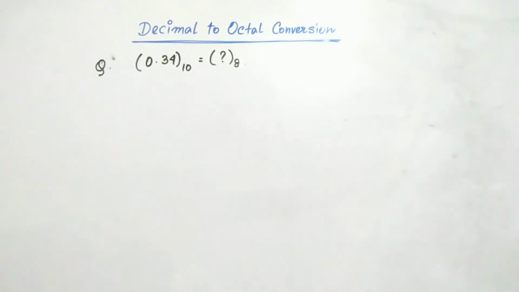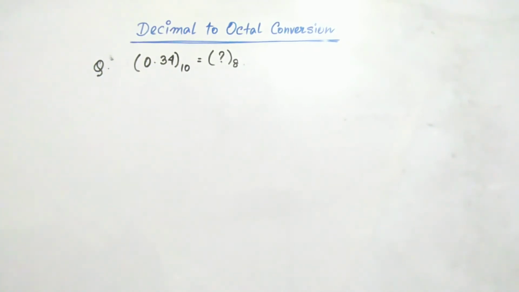Here we are given a decimal fraction number. This can also be converted into its equivalent octal format. The procedure is to successively multiply the decimal fraction by the base of the octal, which is 8, and to collect all the numbers to the left of the decimal point and read it downwards.